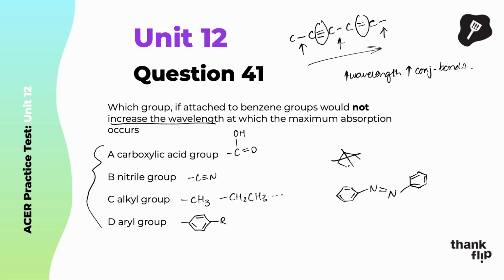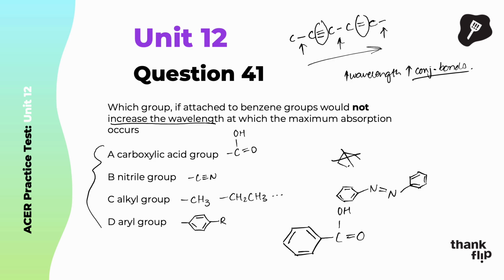And we're basically told that adding to the benzene groups here, which of the following compounds would not increase the wavelength? So we're looking for a group that does not have conjugated bonds, right? So let's say we have our benzene group here. And let's start off with the carboxylic acid group. You do need to know your basic chemistry in terms of your carboxylic acid, nitrile, and alkyl groups.